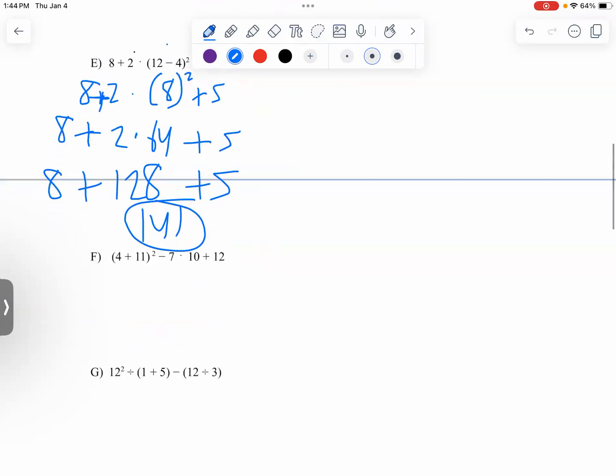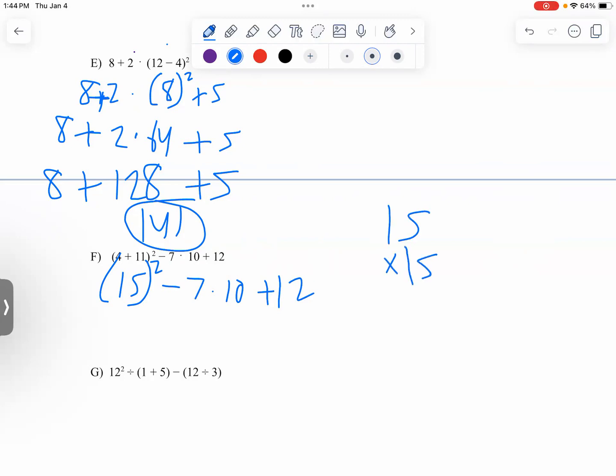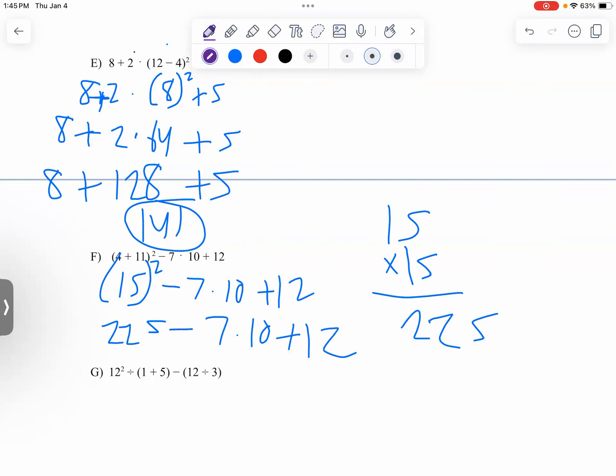All right, F. We have another parentheses we need to do first. Then we need to square it, or second power. So we have 15 to the second power minus 7 times 10 plus 12. So 15 times 15 is 15 squared. That's 225. So 225 minus 7 times 10 plus 12. So we should next notice that we need to do the 7 times 10, which is 70. 225 minus 70 plus 12.